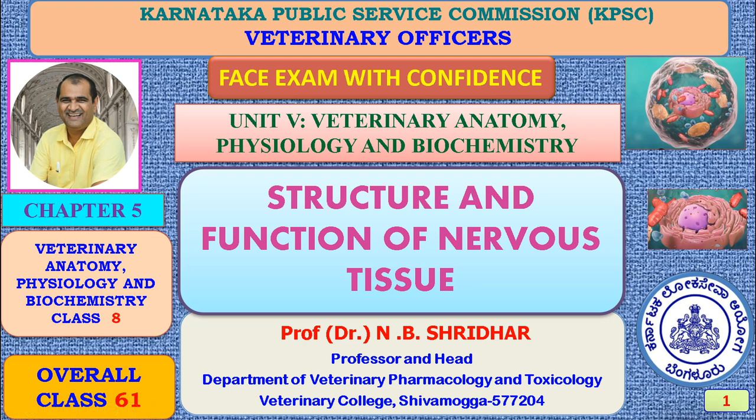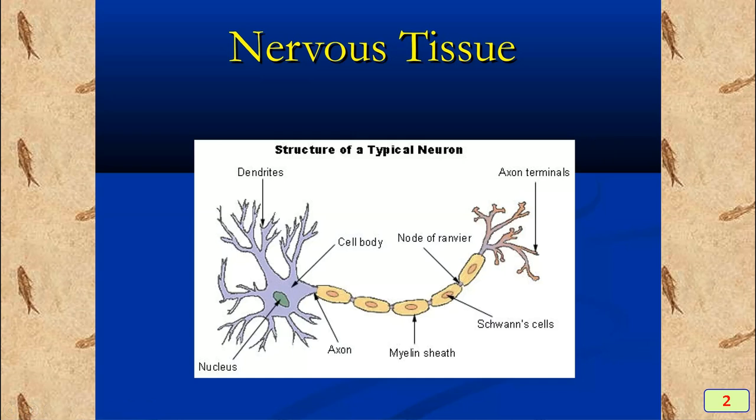Today we will learn about the structure and function of the nervous tissues. Especially, the nervous tissues have specific structures, and we will see the different types of nervous tissues. Nerve tissue consists of a typical neuron, unlike other tissues, with dendrites, nucleus, axon, myelin sheath, Schwann cells, nodes of Ranvier, axon terminals, and many more parts.